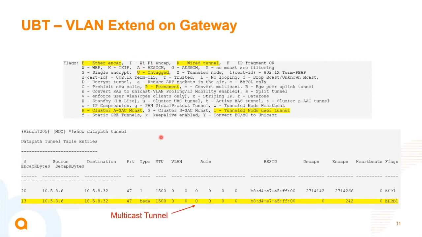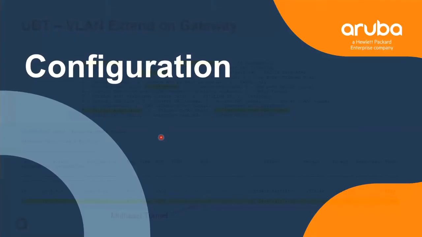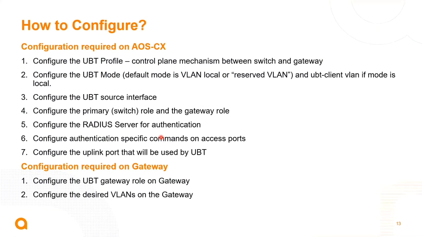If we look at the new mode, the VLAN extend mode, we can see that there's a separate multicast tunnel that's now been formed. And we can see with the flags that it's using the switch anchor controller or gateway tunnel as a multicast tunnel on this. So those are the main differences between the two modes of doing this.